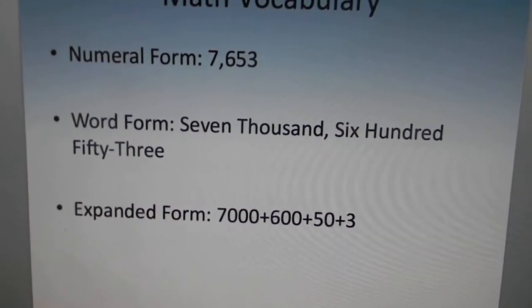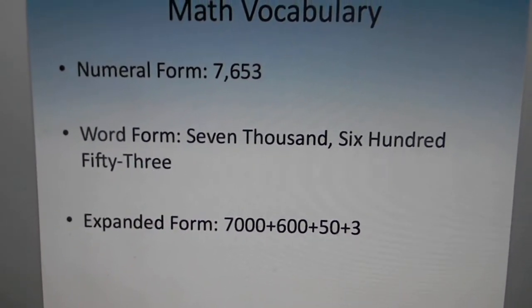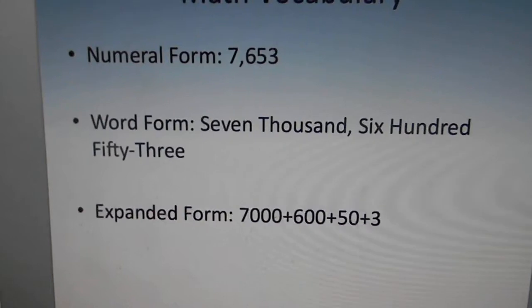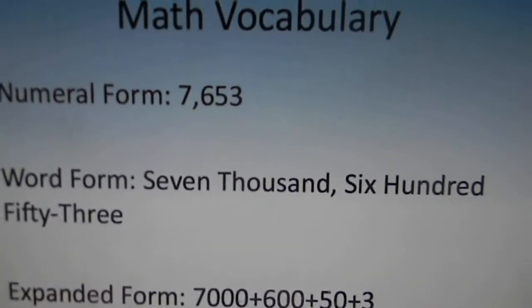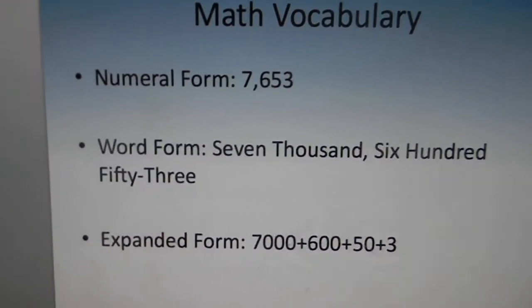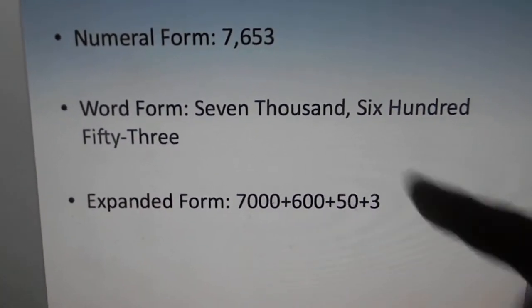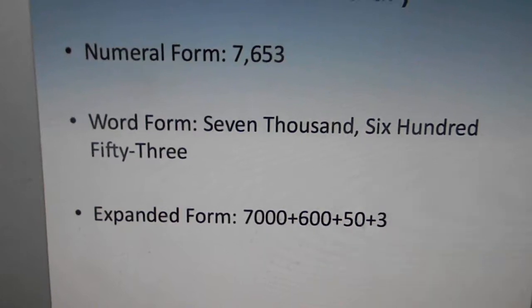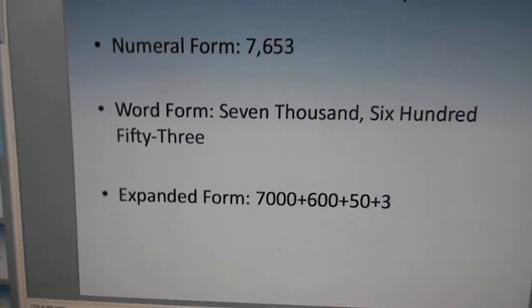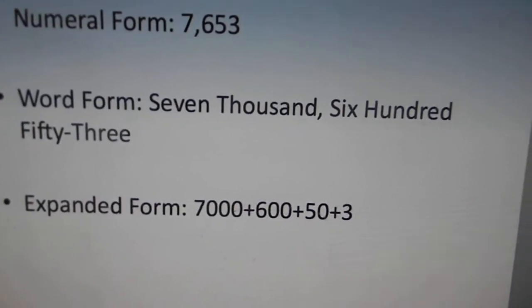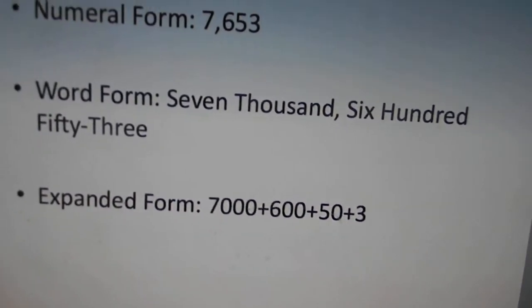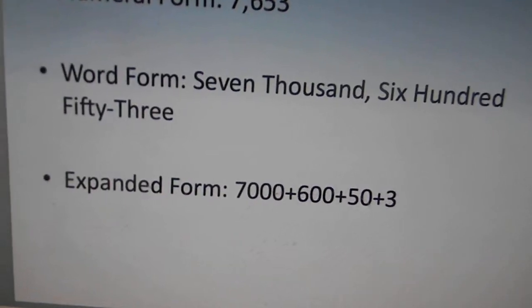So that number that you see right there is 7,653. The word form is obviously just that same number, but you're turning it into words. Some people like putting the commas in like this. It doesn't matter so much on numeral form, but with word form, if you're going to be a stickler, it actually kind of does matter, and it's kind of a good habit to get into.